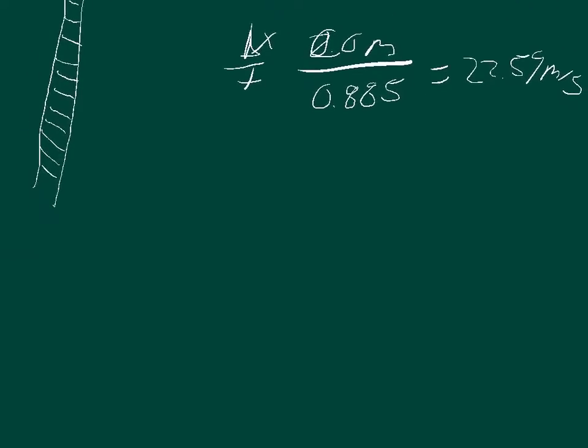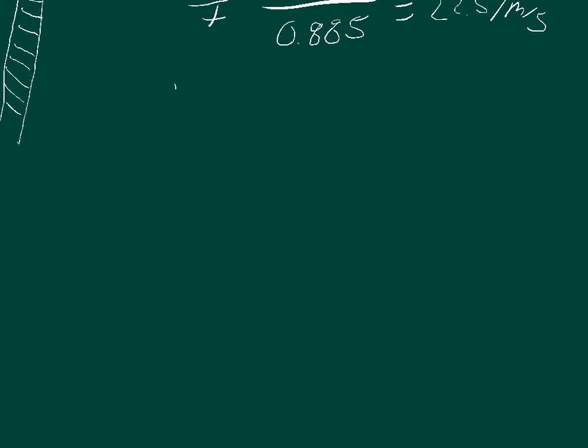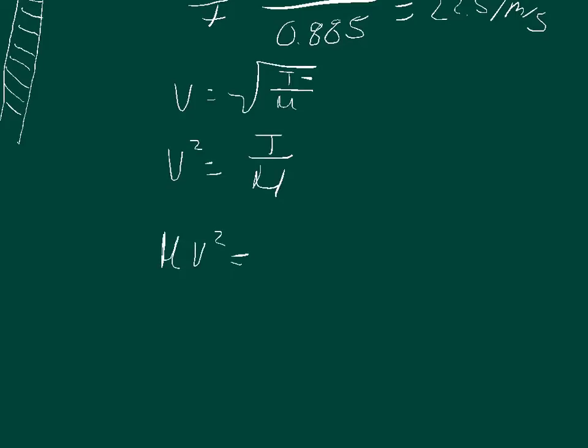Okay, so I'm going to move some of this out of the way, and what we're going to do is rewrite our equation. So our equation is that the velocity is equal to the square root of the tension or the force divided by the linear density. We want to solve for the tension, so we can square both sides, and we get that the velocity squared is equal to the tension over the linear density. And then we can multiply the linear density to both sides, so the linear density times the velocity squared is equal to the tension. And so that's our equation.